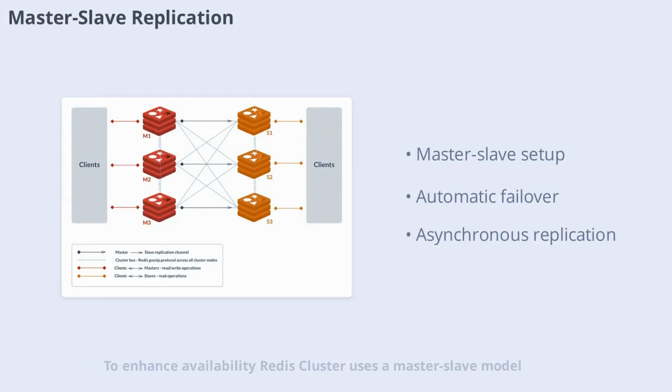To enhance availability, Redis Cluster uses a master-slave model. Each hash slot has a master and one or more slave replicas. If a master node fails, a slave can be promoted to master, ensuring the cluster remains available. However, replication is asynchronous, so there's still a risk of data loss if the master fails before changes are replicated.